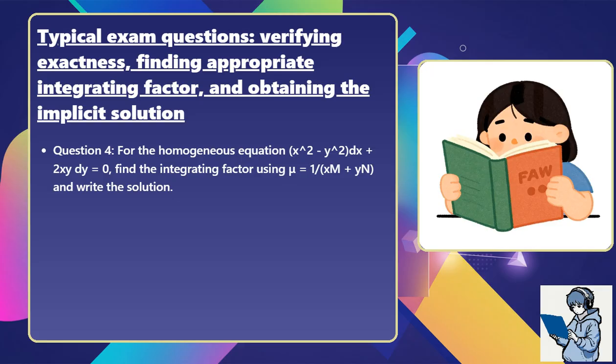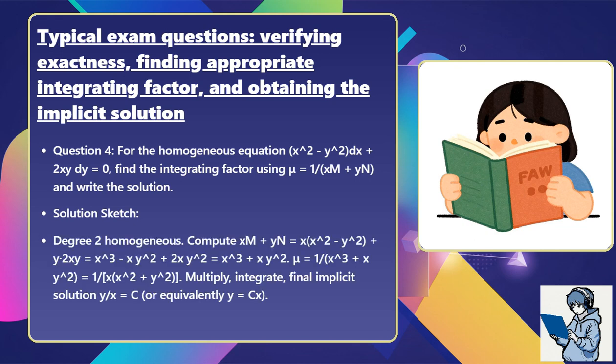Question 4. For the homogeneous equation (x squared minus y squared) dx plus 2xy dy equals 0, find the integrating factor using mu equals 1 over (xM plus yN), and write the solution. A solution sketch. Degree 2 homogeneous.